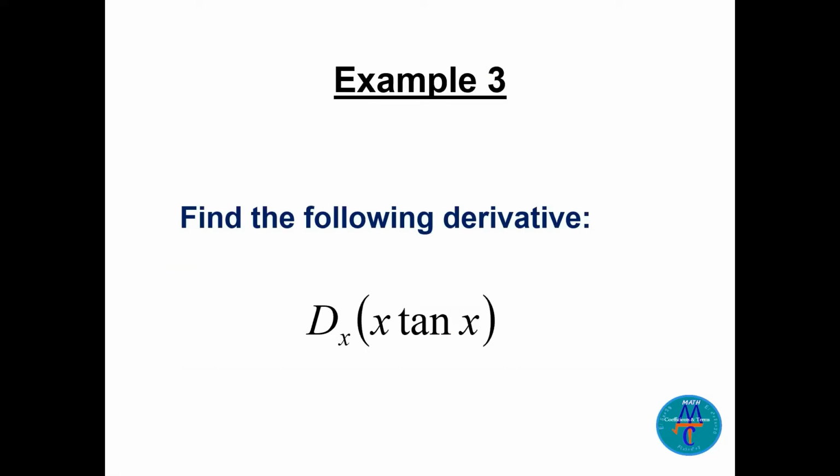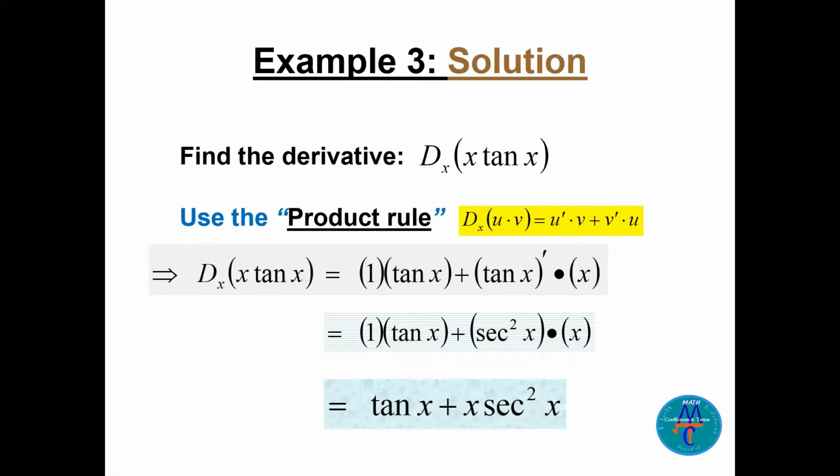Example 3, find the following derivative, d over dx of this function, x times tan of x. Also, we can see here a product, u v, and the derivative of the product will be u prime v plus v prime u. So the derivative of x is 1 times tan of x plus the derivative of tan of x, which will be secant squared, times x. So the final answer will be tan of x plus x secant squared of x.